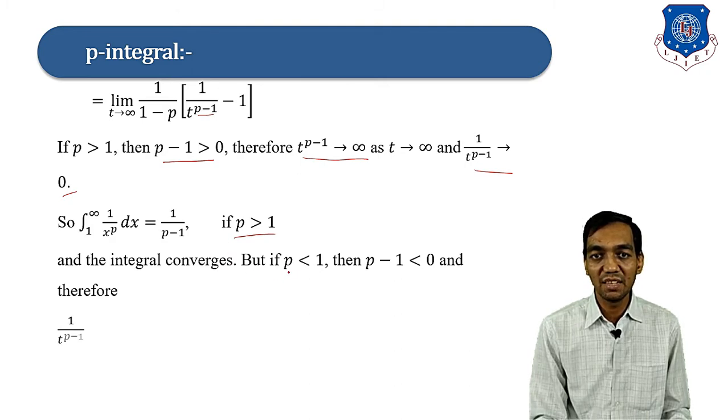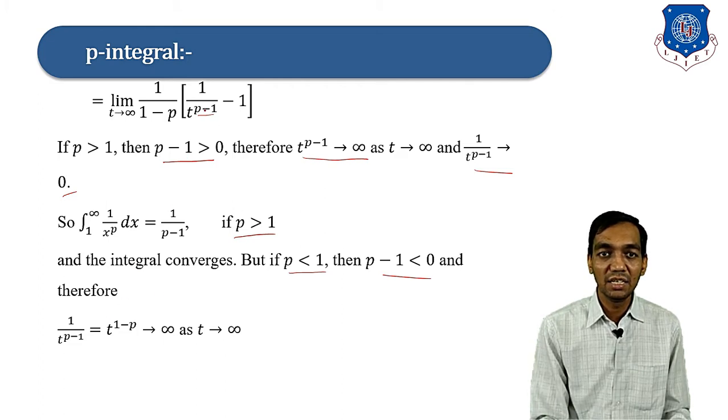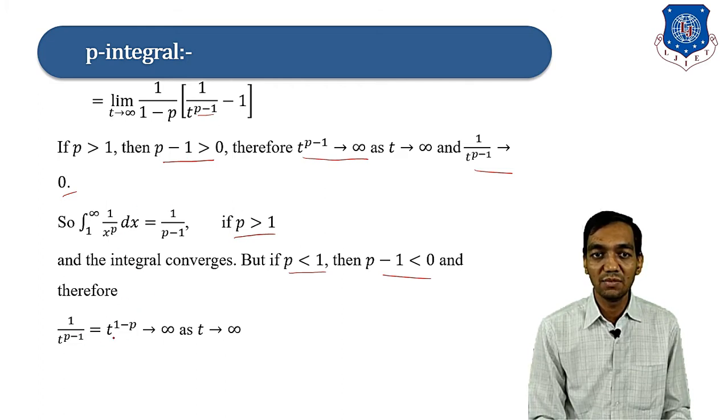But suppose p is less than 1, then p minus 1 is negative. Then 1 upon t raised to p minus 1 will be t raised to 1 minus p. And 1 minus p is positive, so infinity raised to a positive power is going to be infinite.